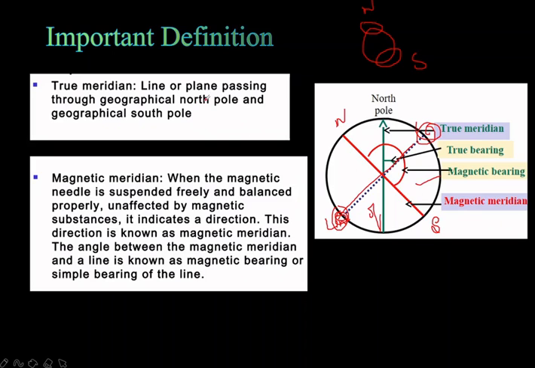So the line or plane passing through the geographical north pole and geographical south pole is called what? True meridian. So when the magnetic needle is suspended freely in space, if you hold the magnetic needle with the help of a string, then it is suspended freely and balanced properly, unaffected by magnetic substances. It indicates a direction. The direction indicated by the magnet when it is suspended freely is known as the magnetic meridian. The angle between the magnetic meridian and the line is known as the magnetic bearing, or simply bearing of a line. Once you do the survey lab, you will come to know about it.